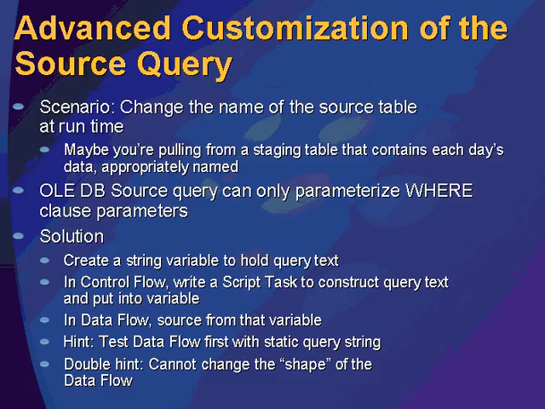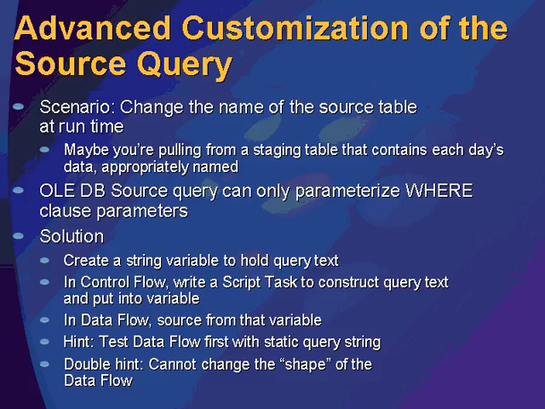Maybe you're pulling from a staging table that contains every day's load, so it's a daily pull, and when that staging table is created, it names it by post-pending the date, 2007-07-11. And again, the OLEDB source query can't handle that. That's not the kind of flexibility that the OLEDB provider can handle. So the solution is actually pretty straightforward. It requires a couple of steps, but it's really not hard.